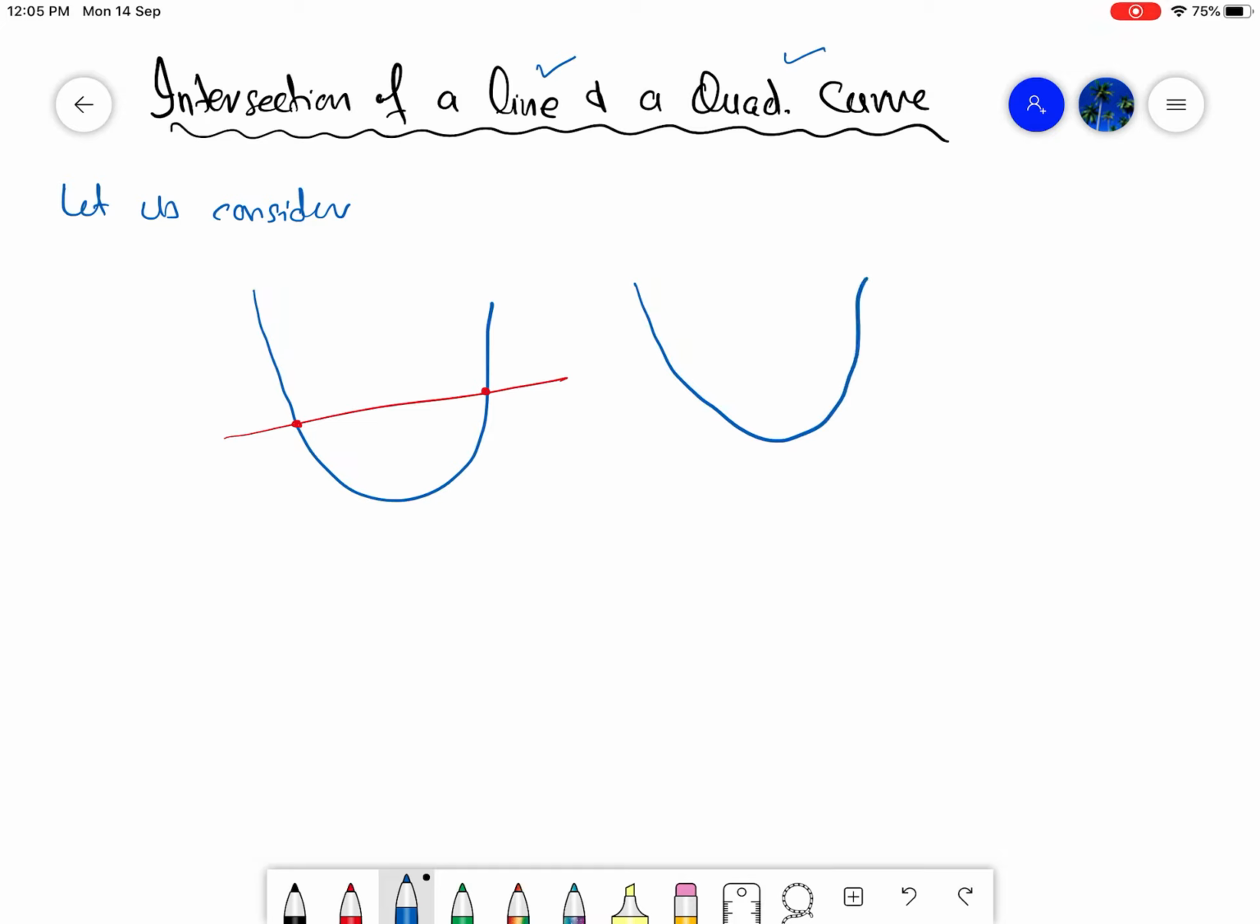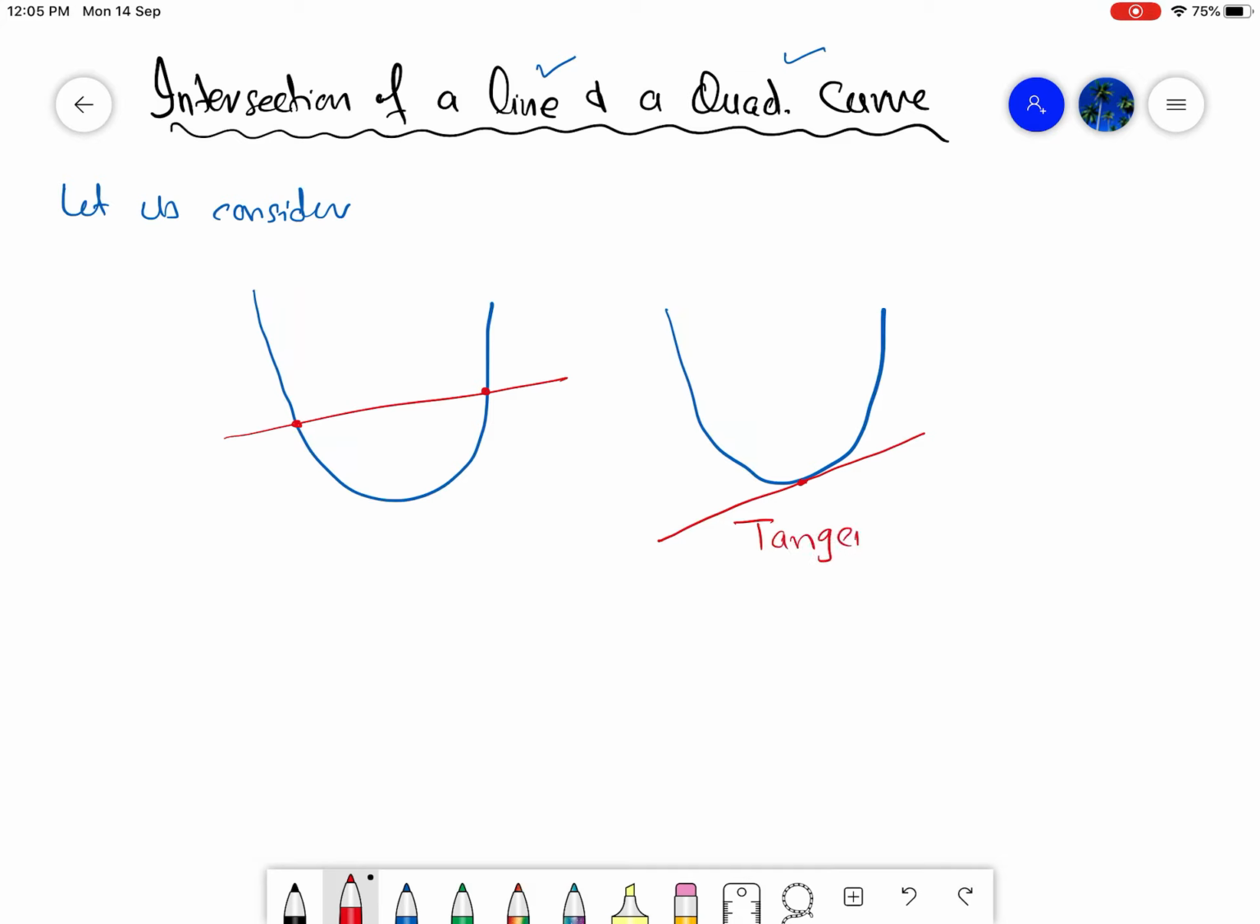There's a possibility that the line may intersect the curve at one single point only. And in this case, we say that the line touches the curve at a single point, and this line is called a tangent. You already are familiar with the idea of tangent.